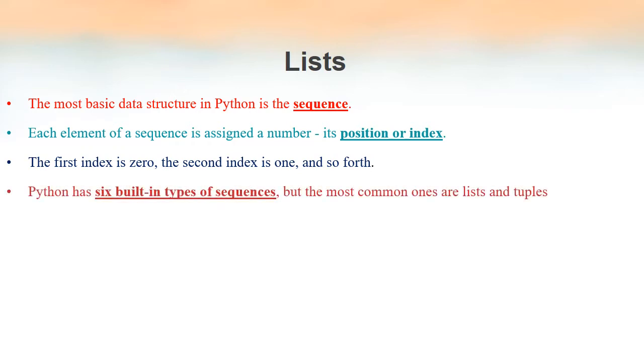There are altogether 6 built-in sequences already available in Python, and among these 6, list and tuple are the most commonly used ones. In this video lecture, we will be covering list. Now we will see how to create a list in Python.